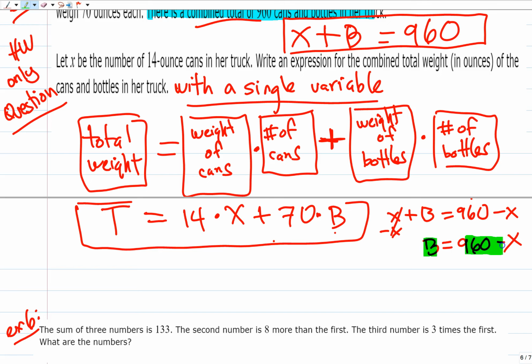If b equals 960 minus x, what can I do in the other equation? Do you see a b there? What can I put in its place? What is that going to do now? Now it's all going to be x. Now it's all going to be one variable. So the total weight is going to be 14x plus 70 times, what's b?